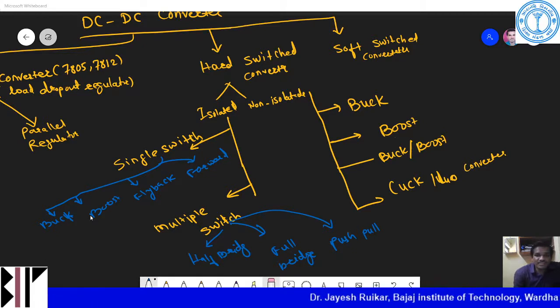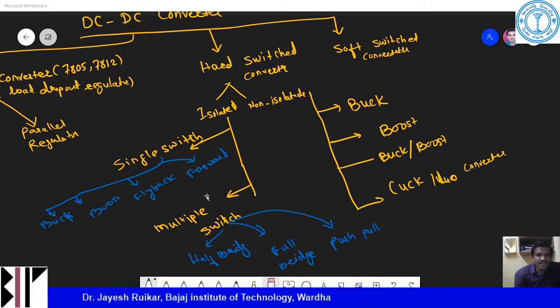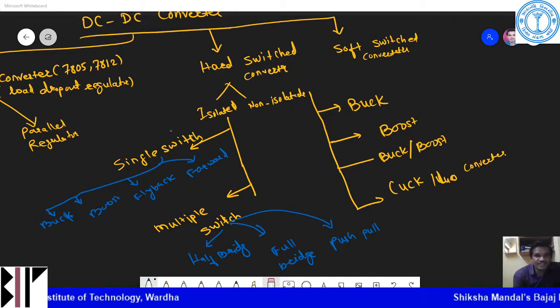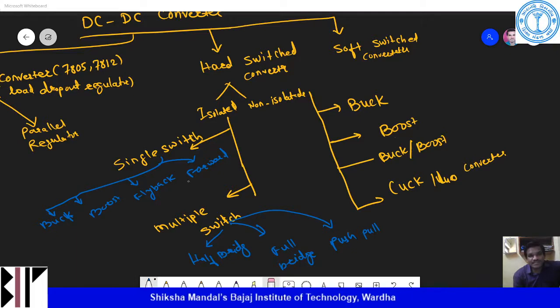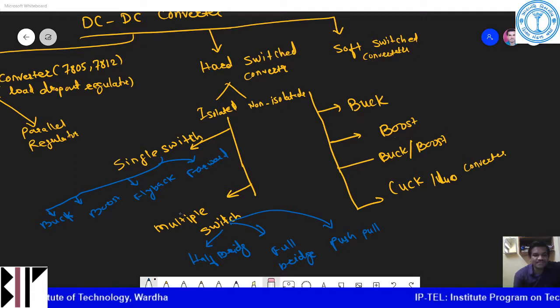Then these are the topologies, and then we have different kinds of ranges. If you see the topologies, they are like single switch flyback, two switch push pull, active clamp flyback, single switch forward, two switch forward, half bridge, ZVS. What is this ZVS? ZVS is nothing but zero voltage switching half bridge.